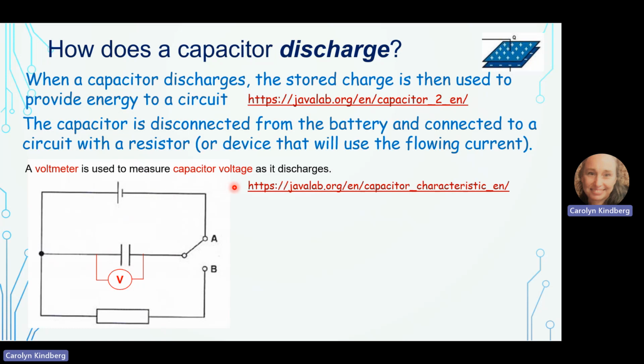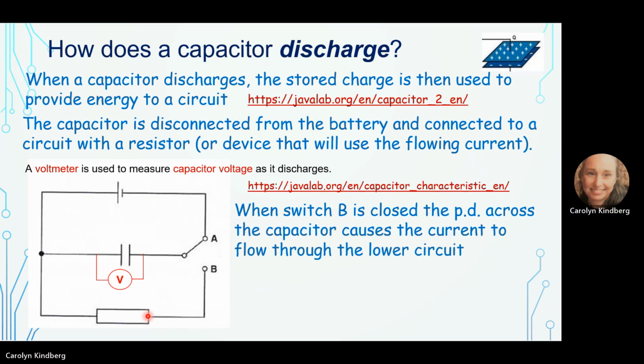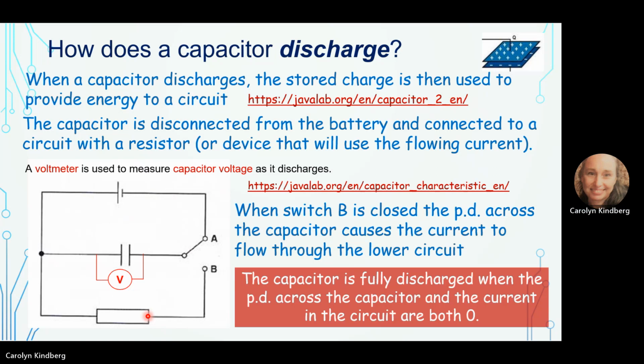There's another animation to show you how you can change the switch from the charging circuit to the discharging circuit and measure the voltage across the capacitor when it's connected to a resistor. We know the capacitor is fully discharged when the potential difference across the capacitor is 0 and the current is also 0. When all the charge has left the plates, the potential difference across the plates will be 0 and no more current will be flowing in the bottom circuit.